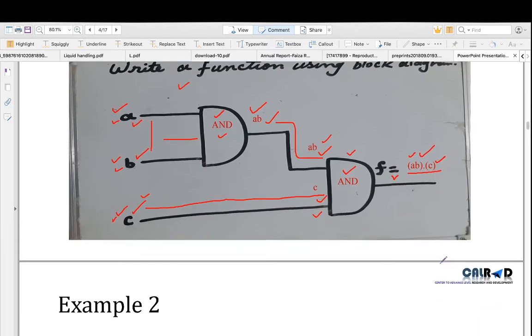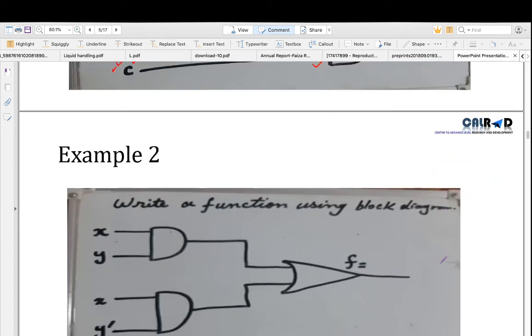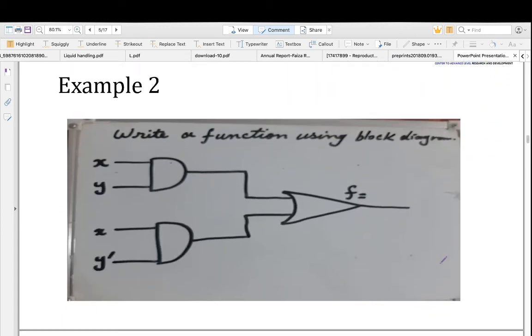Let's do one another example. Let's do example 2. So here also let's do it step by step. So what is the first step? The first step is that you should see how many gates are there. So here 1, 2 and 3. 3 gates are given. Now we will see which are these gates. So which gate is this? This is AND gate.